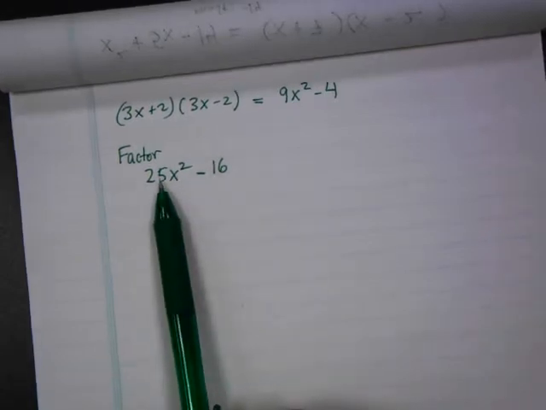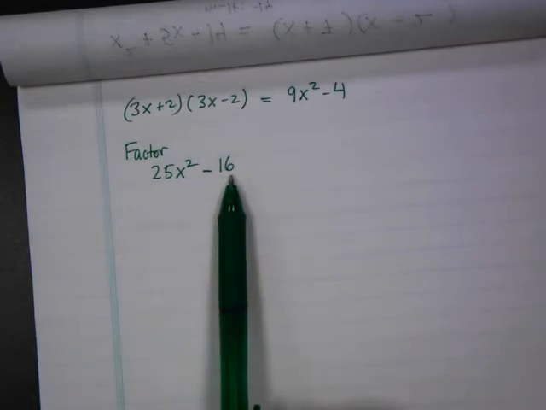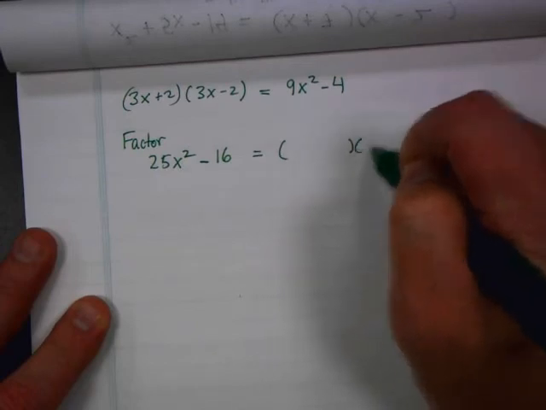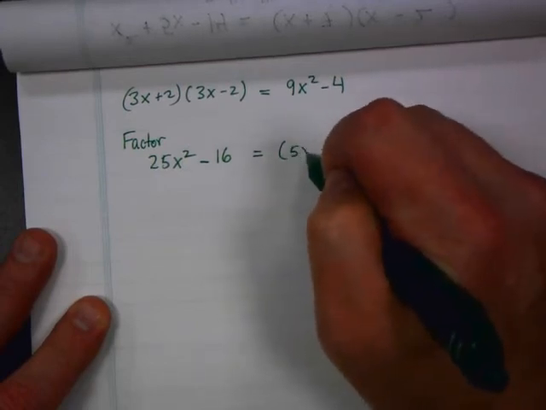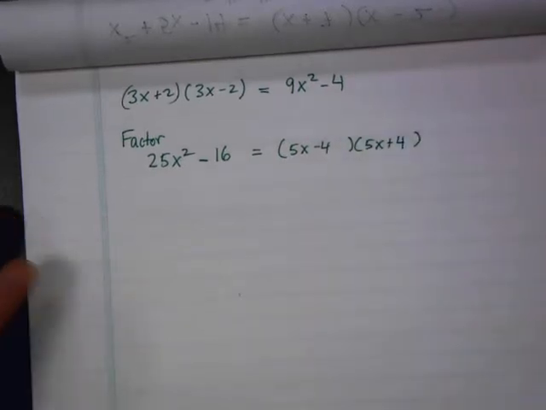and both of these numbers have to be perfect squares. Is 25 a perfect square? Yes, it's 5 squared. Is 16 a perfect square? Yes, it's 4 squared. So how does this factor? 5x minus 4, 5x plus 4. And again, the order wouldn't matter. If you wrote 5x plus 4 and 5x minus 4, that would be fine.